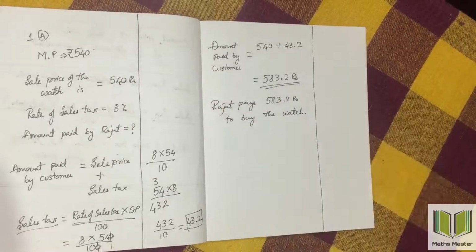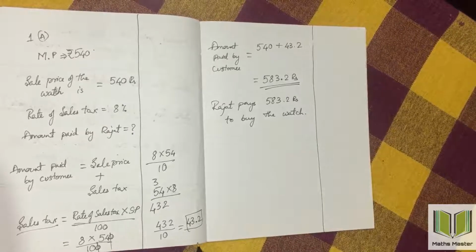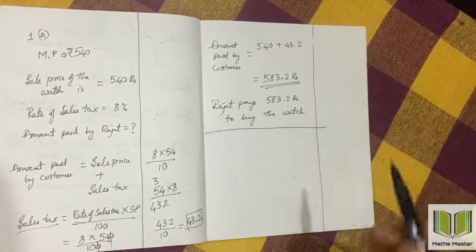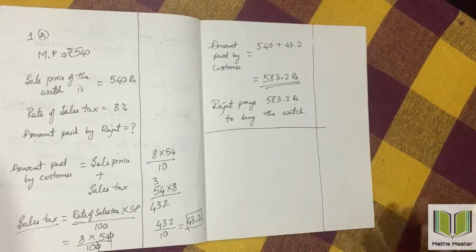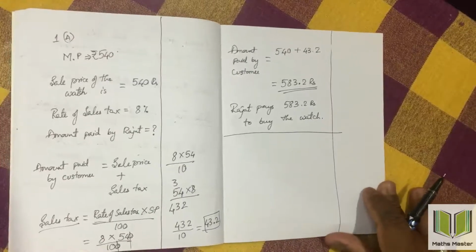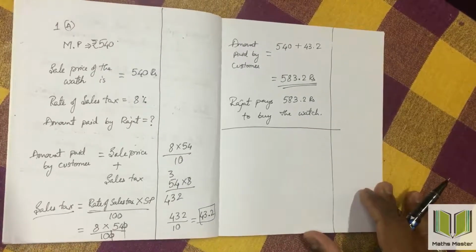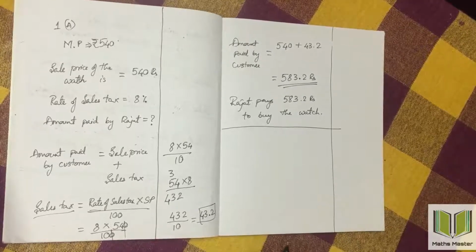So 583.2 is the right answer. If you're getting it, if you're understanding it, it is well and good. I'm going easy and slow. If there is any confusion, you can put it across the comment section. Okay. Now, let's go for the next problem.